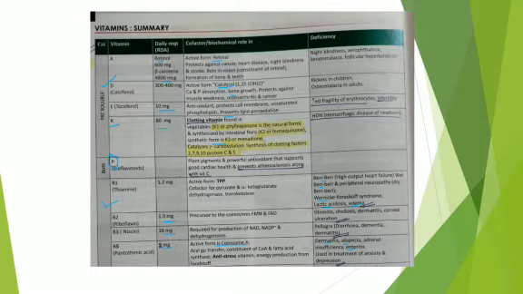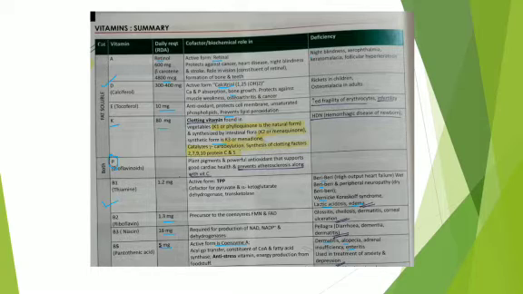Its cofactors are pyruvate dehydrogenase, alpha ketoglutarate dehydrogenase, and transketolase. Its deficiency leads to beriberi, wet beriberi, peripheral neuropathy, Wernicke-Korsakoff syndrome, lactic acidosis, and edema. Vitamin B2, another name is riboflavin. Its daily requirement is 1.3 milligrams, precursor to the coenzymes FMN and FAD. Its deficiency leads to glossitis, cheilosis, dermatitis, corneal ulceration.